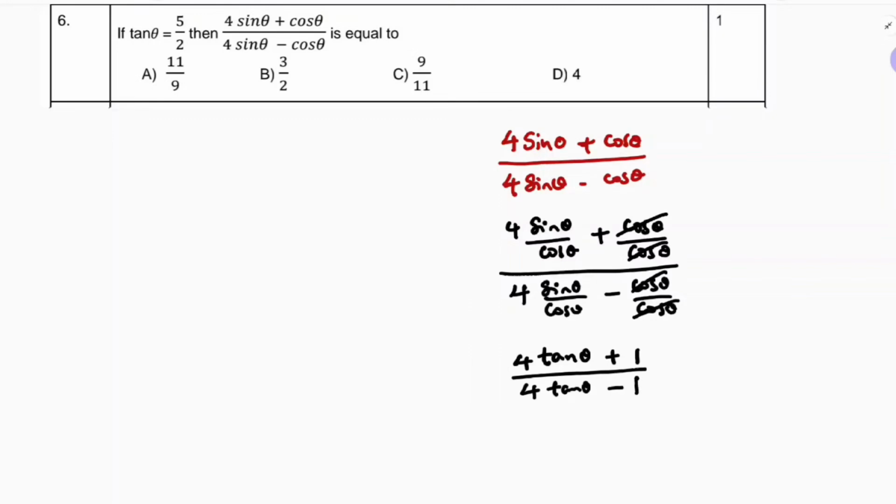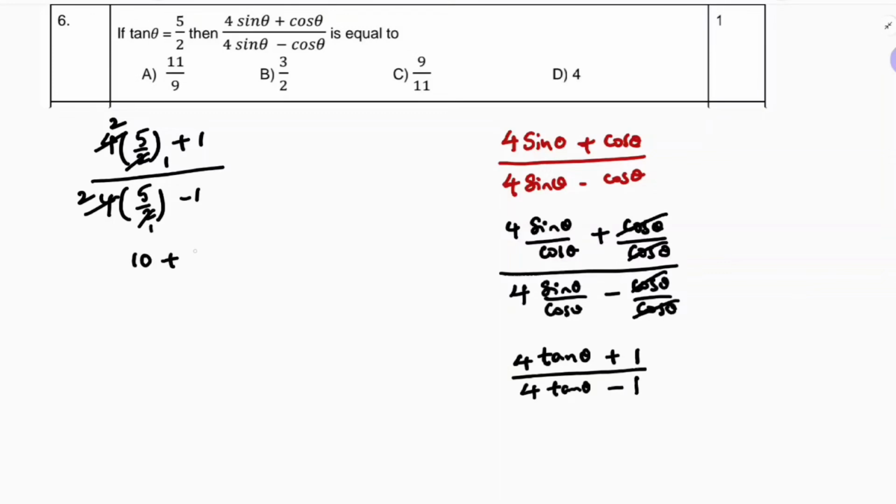If we substitute the values, 4 tan theta is 5 by 2 plus 1 by 4 tan theta is 5 by 2 minus 1. So if we cancel here, 2 times 1, 2 times 2, 2 times 1, 2 times 2. So 2 into 5, 10, plus 1 by 2 into 5, 10 minus 1. So it's 11 by 9. The correct option is A.